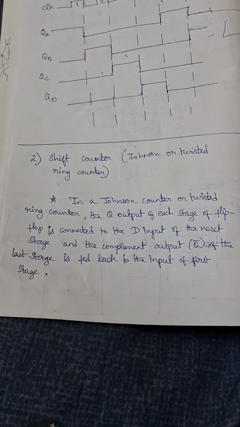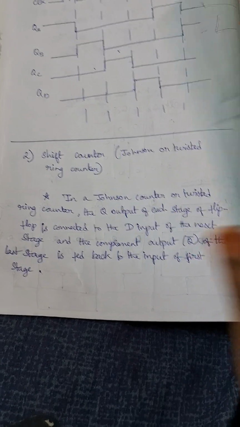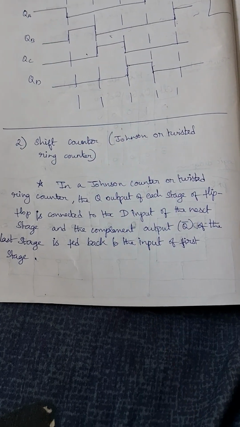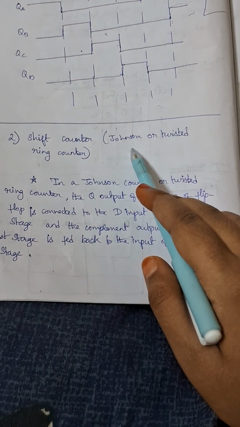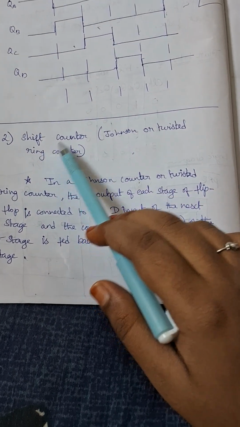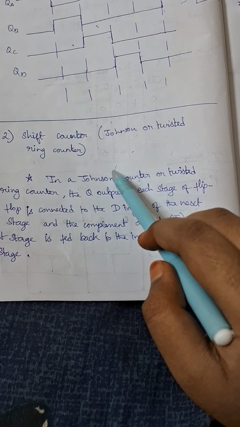The next we are going to see about shift counter. Shift counter is also known as Johnson or twisted ring counter. It can also be asked as Johnson counter or twisted ring counter.